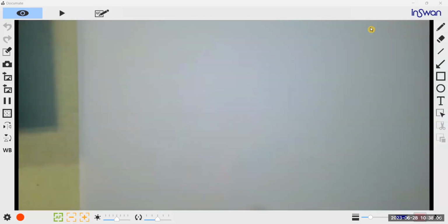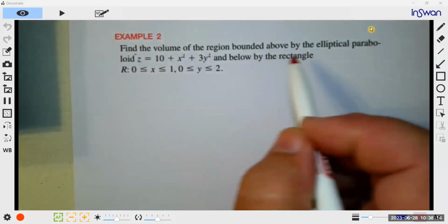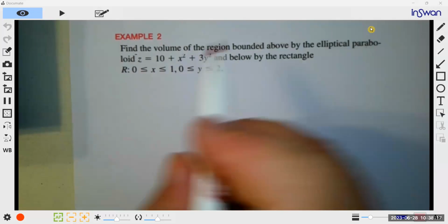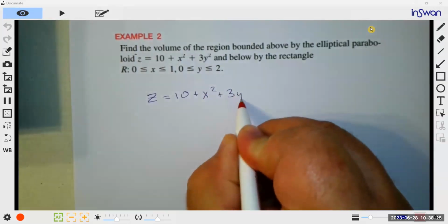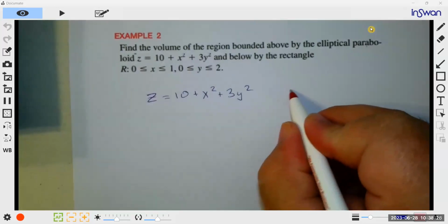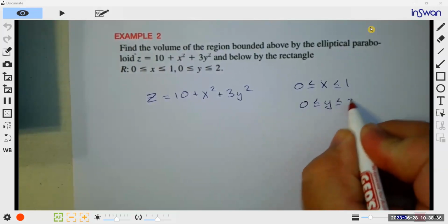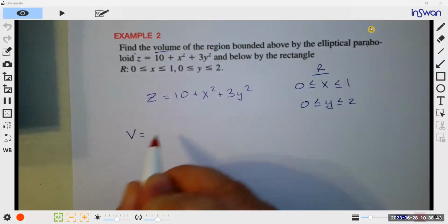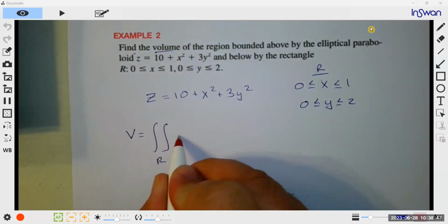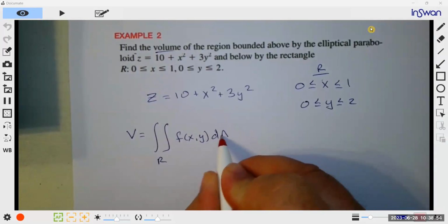Right, let's do one more. Find the volume of the region bounded above by the elliptical paraboloid z equals 10 plus x squared plus 3y squared, and below by the rectangular region 0 to 1, 0 to 2. We're looking for the volume.